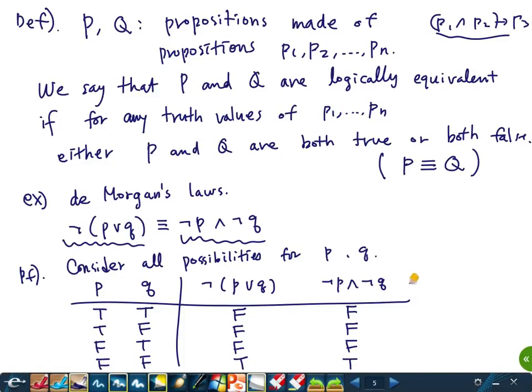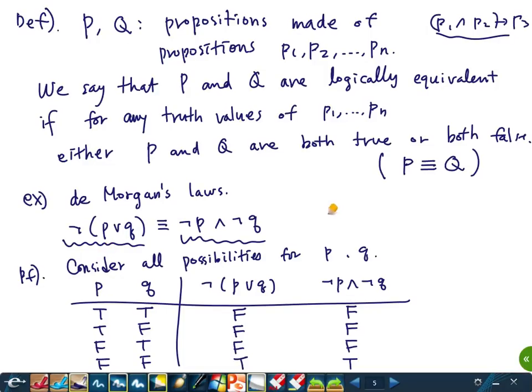Now we have 4 rows, but they are always the same. F, F, F, F. So they are equivalent. So this is a proof of this. Very easy. All you need to do is to list all possibilities of the truth values for the propositions inside this. All right? Easy?